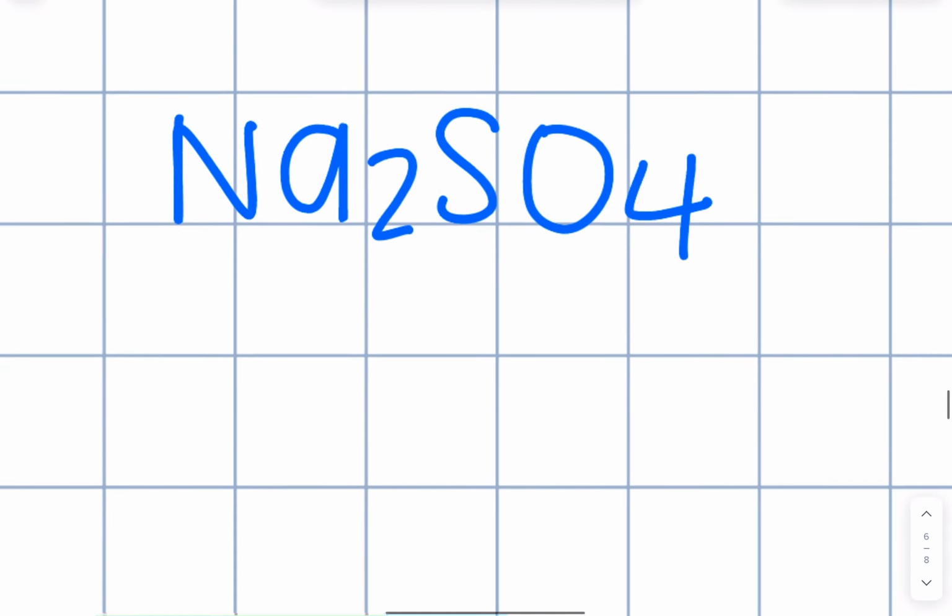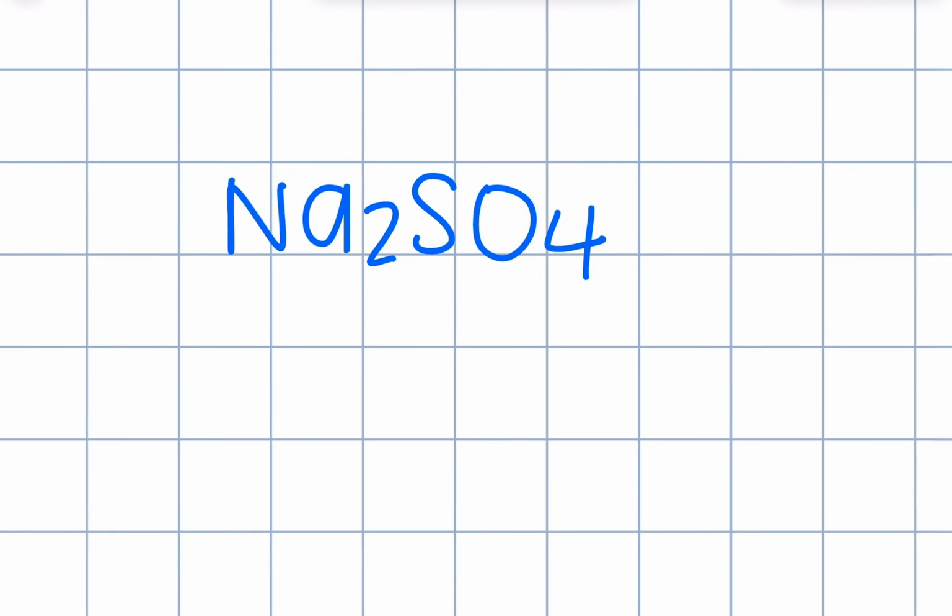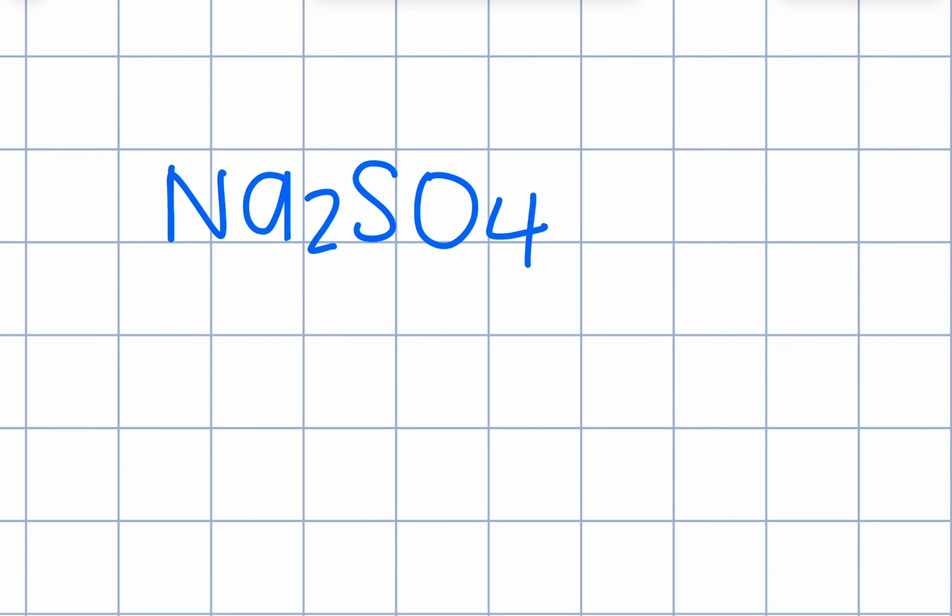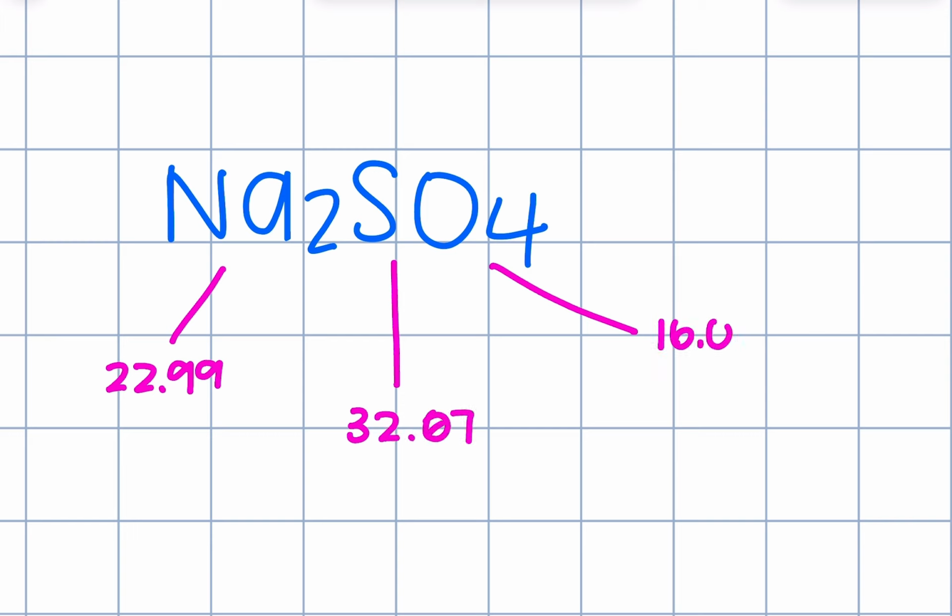All right, let's get to one that's a little bit harder. All right, sodium sulfate. Here I've got 3 atoms instead of 2, and 2 subscripts instead of 1. So we'll start with getting our masses off of the periodic table. 22.99 for sodium, 32.07 for sulfur, and 16 for oxygen. My sodium gets multiplied by 2, and my oxygen gets multiplied by 4.